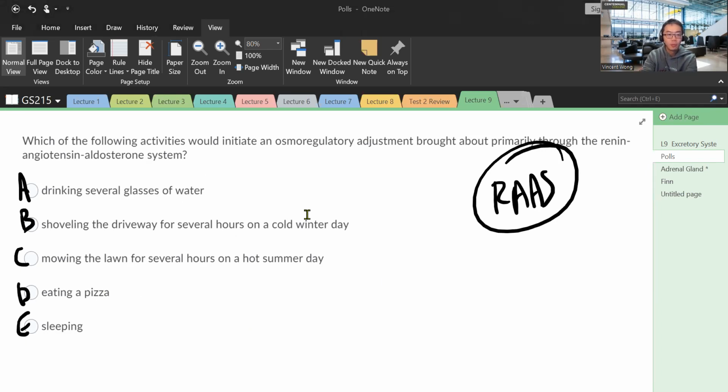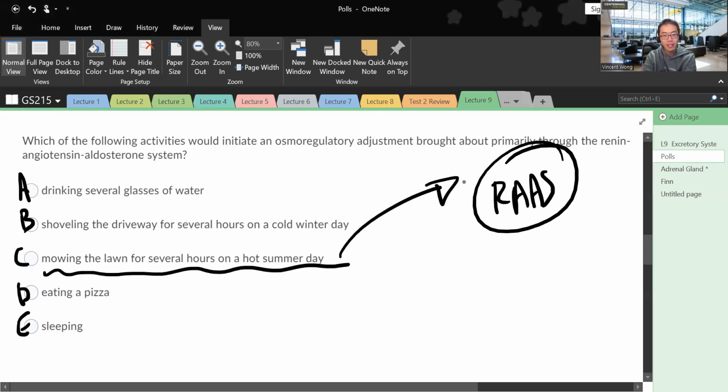Okay, that's right. When you're mowing the lawn for several hours on a hot summer day, that will definitely activate the RAS. And the reason? Well, because on a hot summer day, it's going to make you sweat a lot, right? And if you don't drink enough water to replenish, you will be slightly dehydrated, your blood pressure might drop, and we need to activate the RAS.